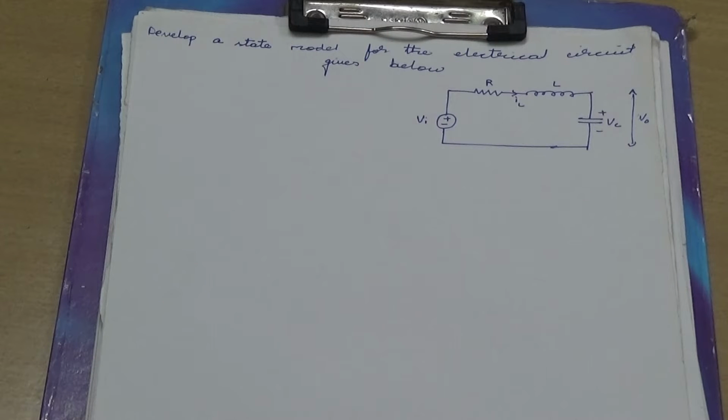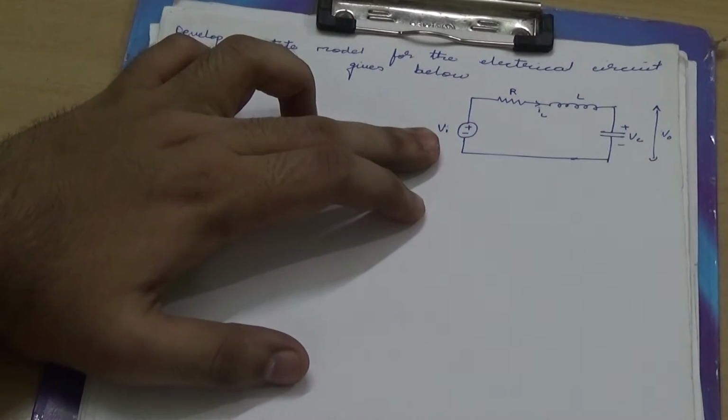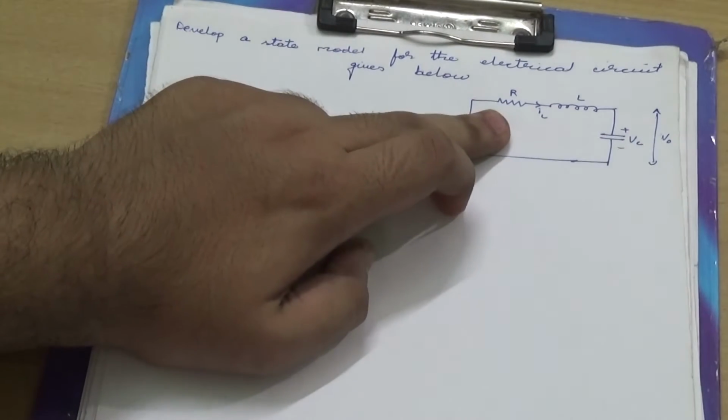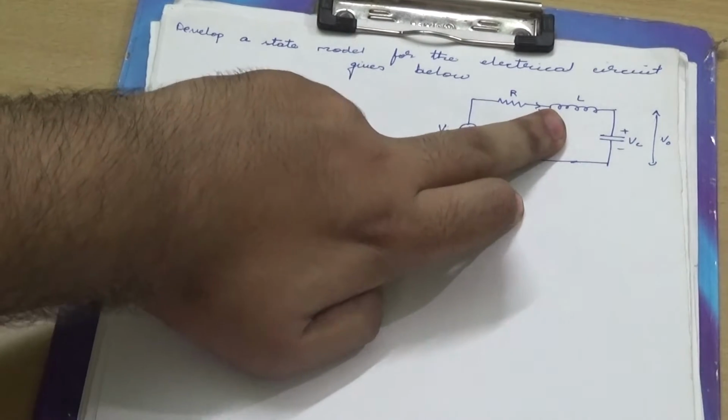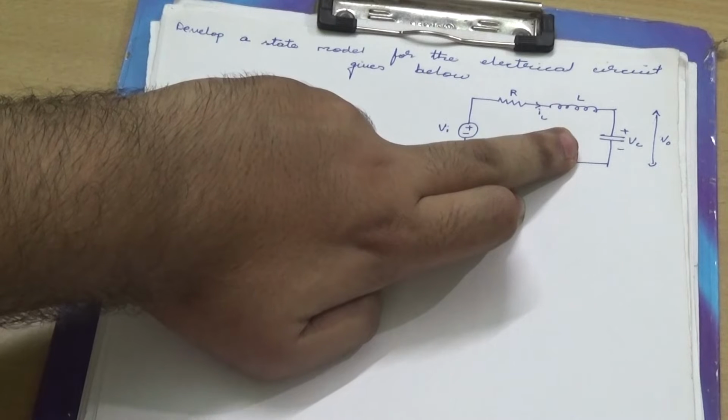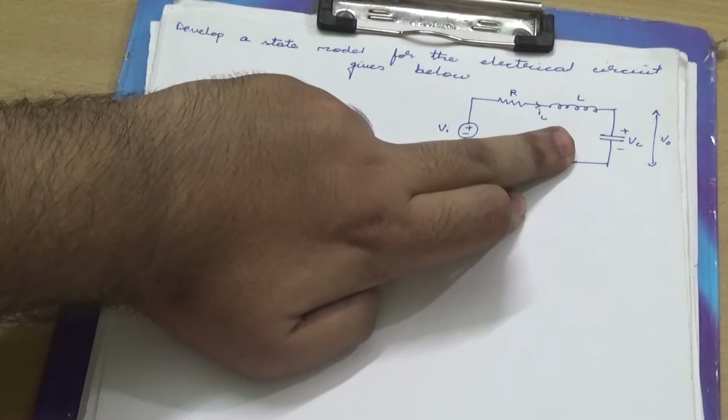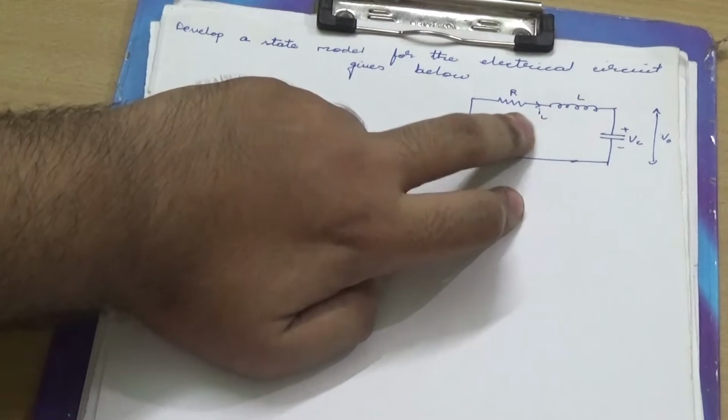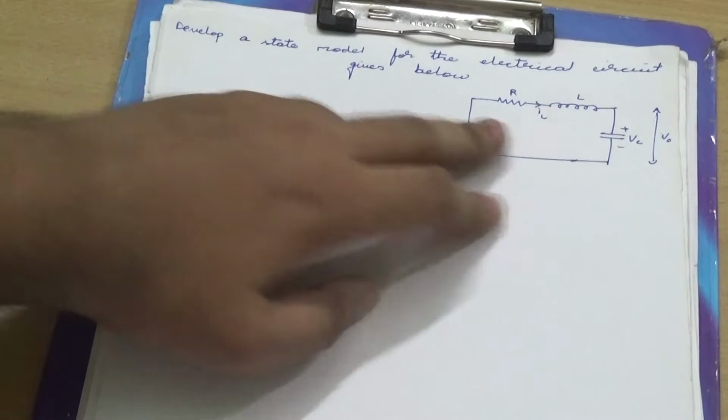Hello people, in this video I will be showing you how to find the state model of the electrical circuit given below. The circuit has Vi as the source, R is the resistance, L is the inductance and C is the capacitance, Vc is the voltage across the capacitor, and IL is the current through the inductor.